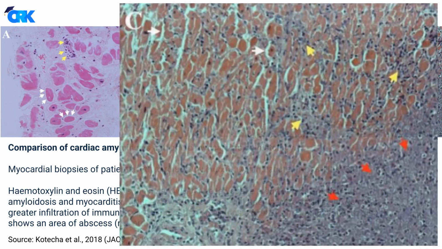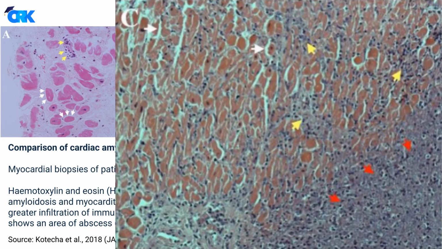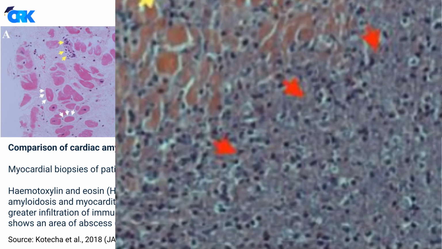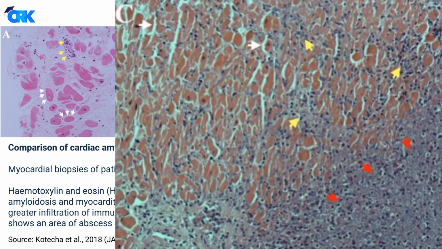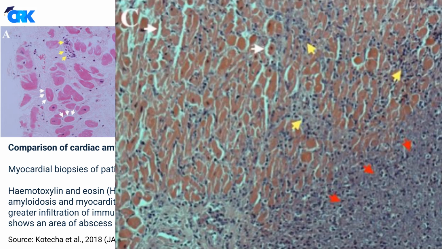Finally, in panel C, we see another case of myocarditis, this time with a more severe presentation. In addition to widespread edema and inflammatory cell infiltration, this section reveals an area of abscess formation, pointed out by red arrows. These findings reflect tissue necrosis and purulent inflammation, which are not typical of amyloidosis, but are sometimes seen in fulminant myocarditis.